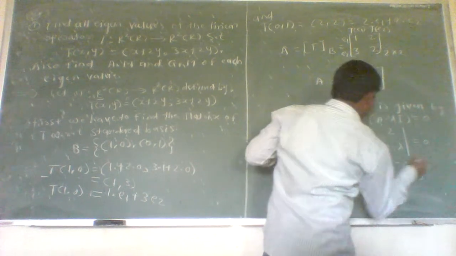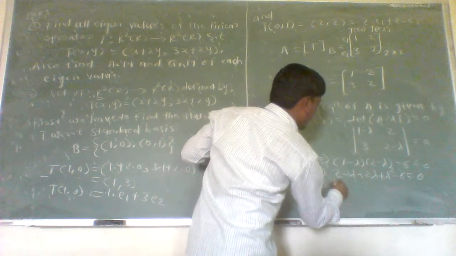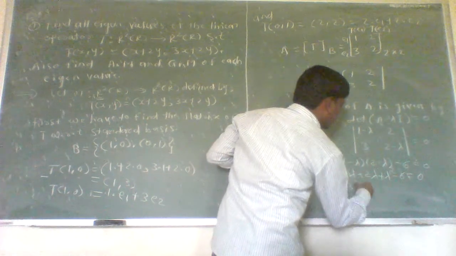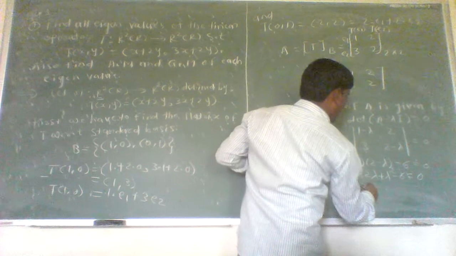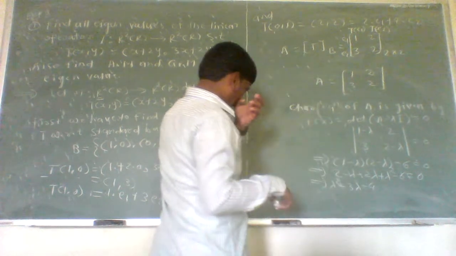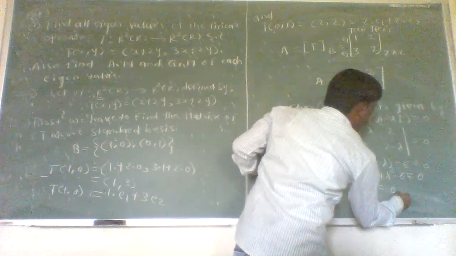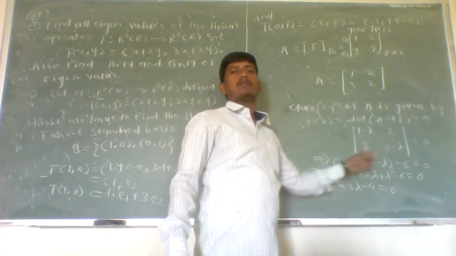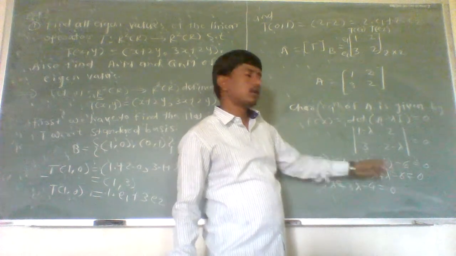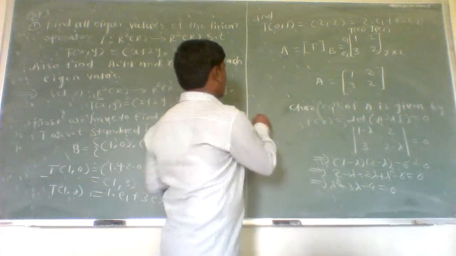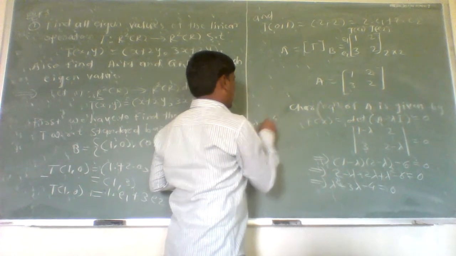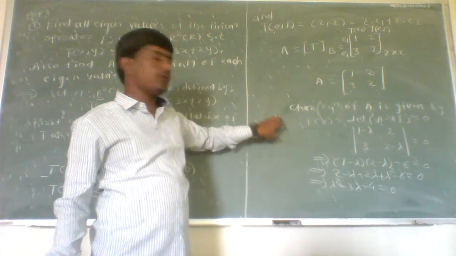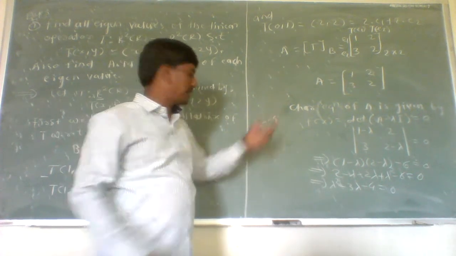Minus 6 will be equal to 0, which implies lambda square minus lambda minus 2 lambda minus 3 lambda, 2 minus 6, minus 4, which is equal to 0. Now we have to find two numbers whose sum is minus 3 and whose product is minus 4. So if we take lambda 1 equal to minus 4 and lambda 2 equal to 1, then the product of these two terms will be equal to minus 4 and the addition is minus 3.